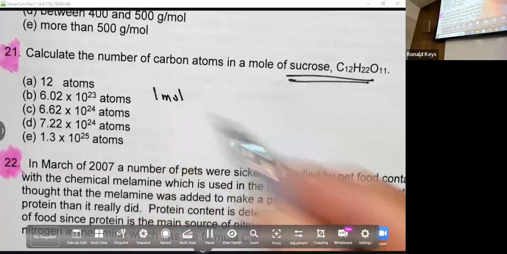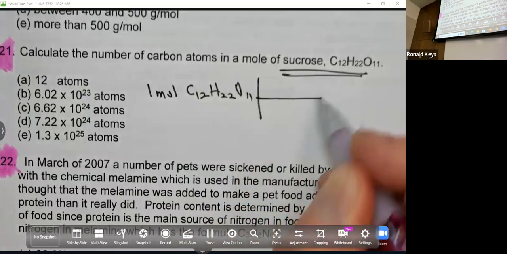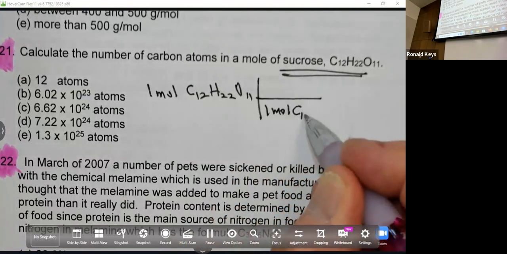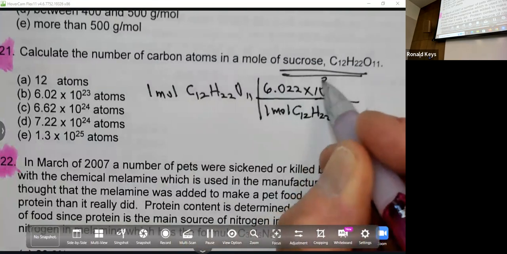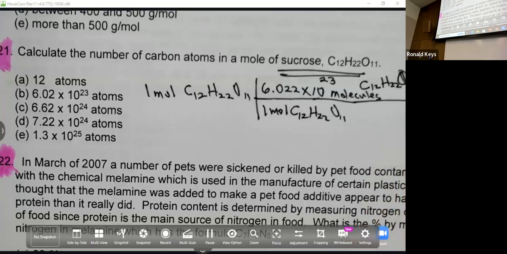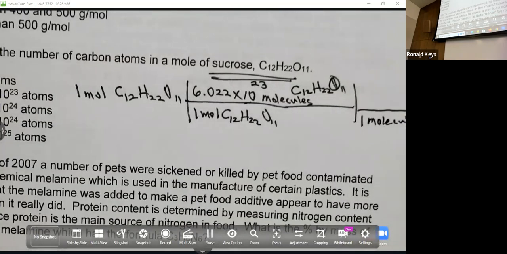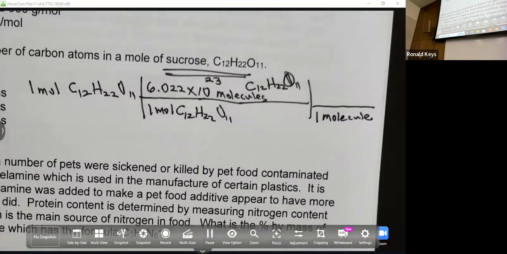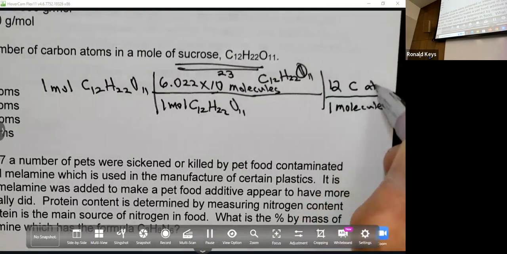So we've got 1 mole of C12H22O11. 1 mole of C12H22O11 is going to have 6.022 times 10 to the 23rd molecules. Then one molecule is going to have 12 atoms.